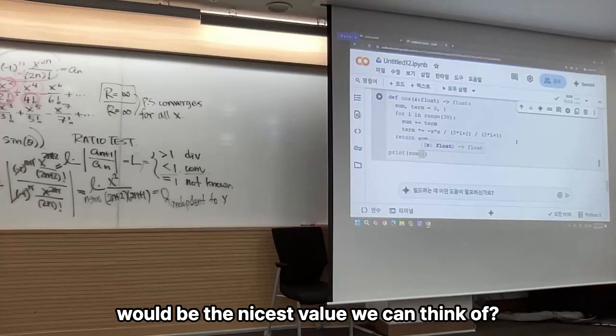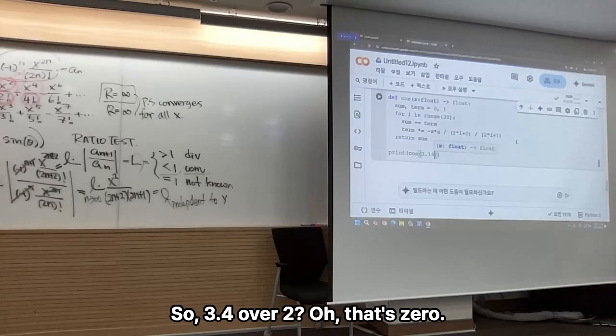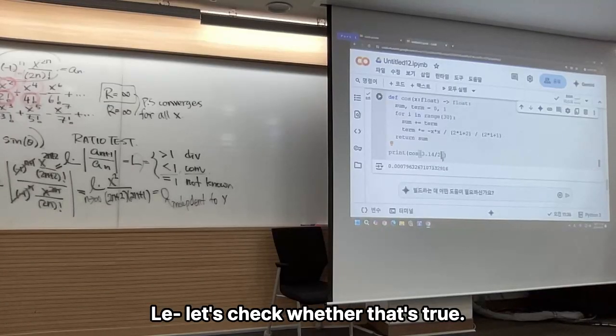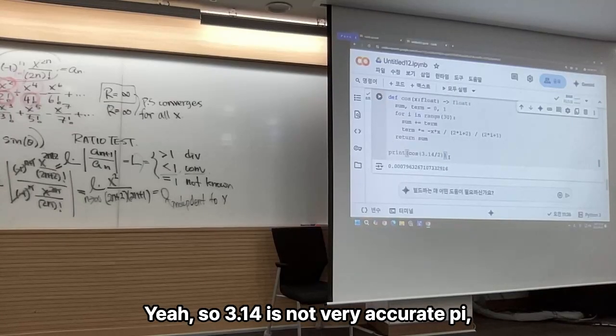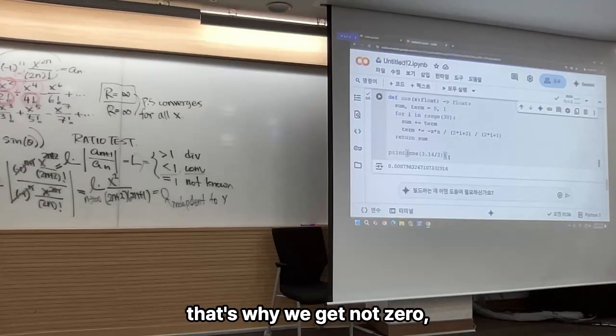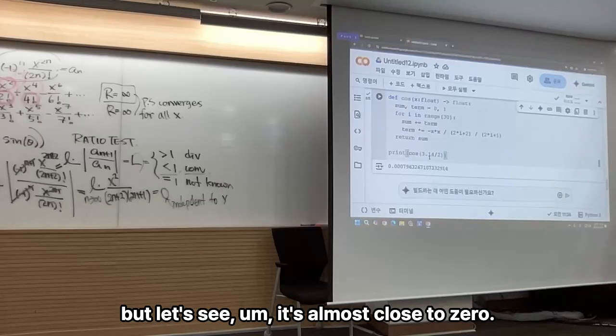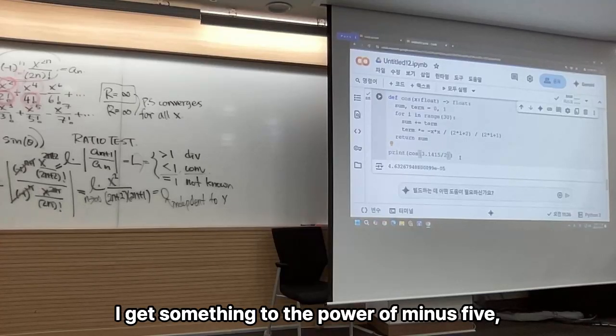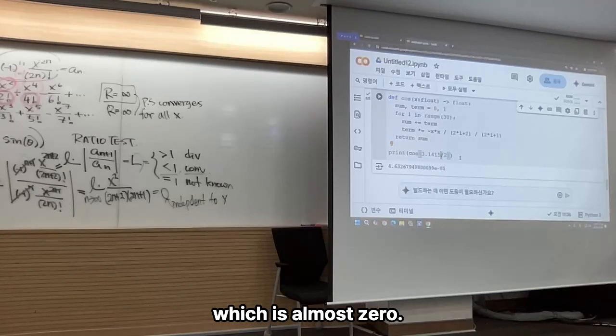What would be the nicest value we can think of? So 3.14 over 2. Oh, that's 0. But let's check whether that's true. Yeah, so 3.14 is not a very accurate pi, so that's why we don't get exactly 0. But it's almost close to 0. When I take 3.1415, I get something to the power of -5, which is almost 0.